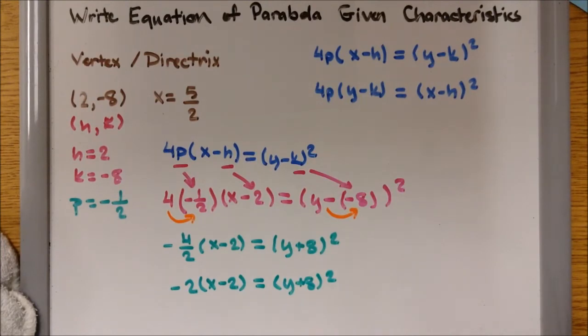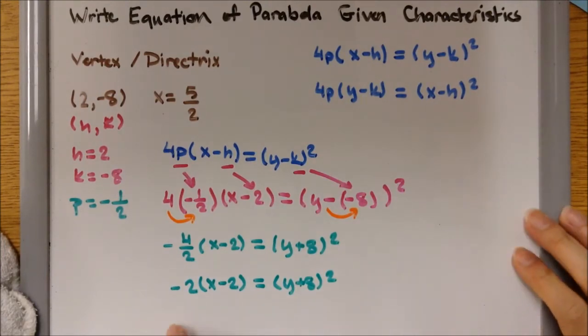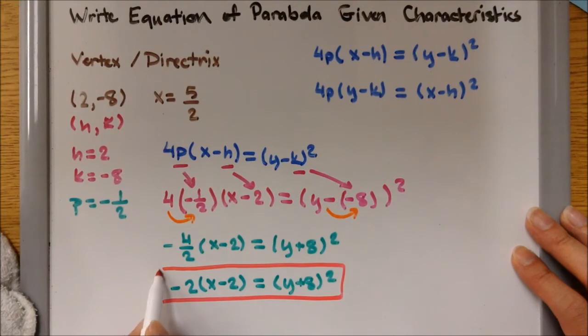So our final answer, the equation of the parabola, is negative 2 times x minus 2 equals the square of y plus 8. So this is our final answer.